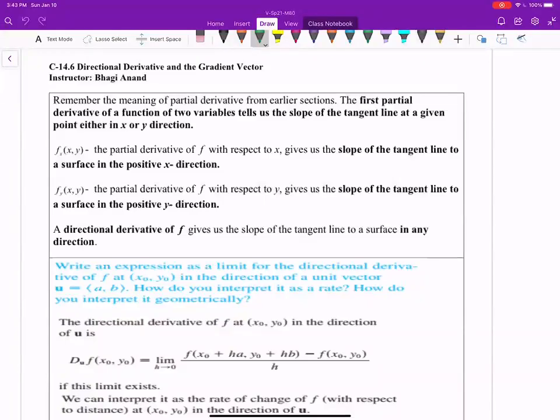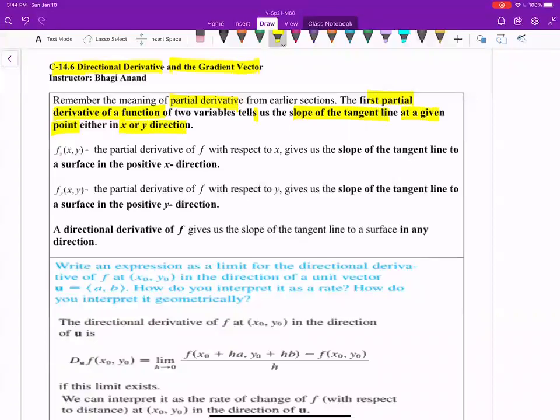Welcome everyone. In this video, I will be covering section 14.6, which is on directional derivative and the gradient vector. Now remember the meaning of partial derivative from the earlier sections. The first partial derivative of a function of two variables tells us the slope of the tangent line at a given point, either in the x direction or the y direction.